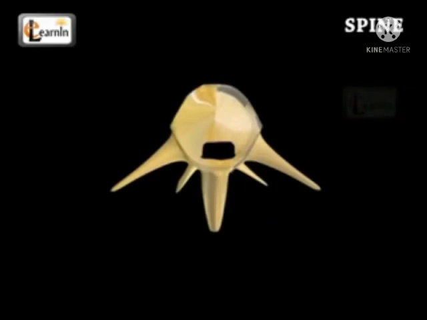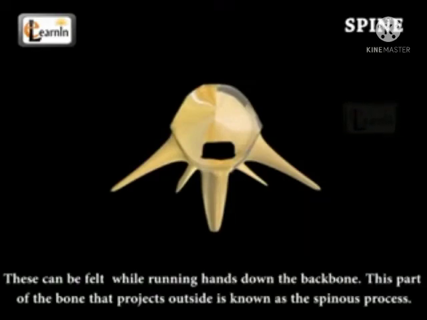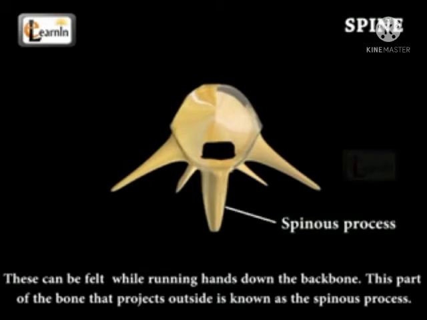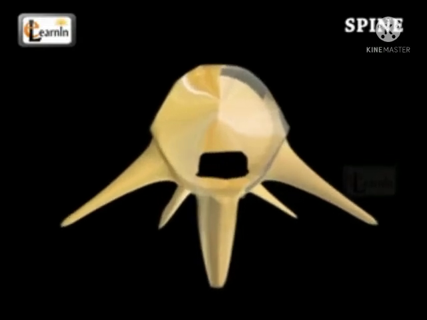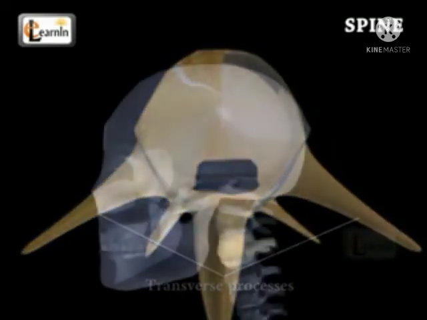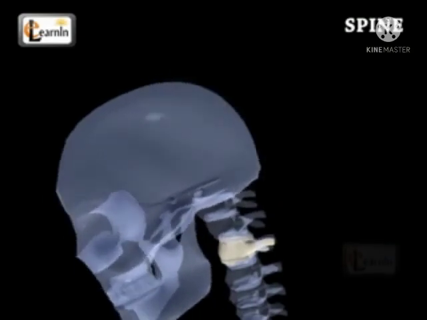Part of the spine bones seem to be projecting outside the spine, and these can be felt while running hands down the backbone. This part of the bone that projects outside is known as the spinous process. The spinous process is paired with 2 transverse processes, which are oriented at 90 degrees to the spinous process, 1 on each side. They provide attachment to the back muscles.